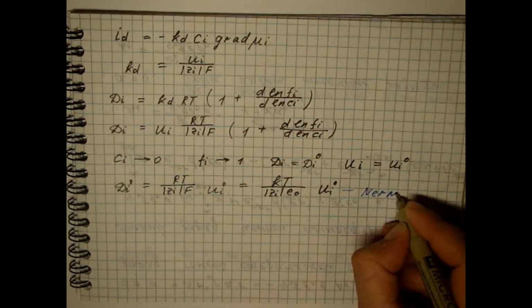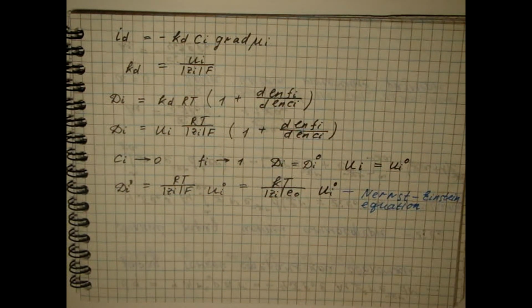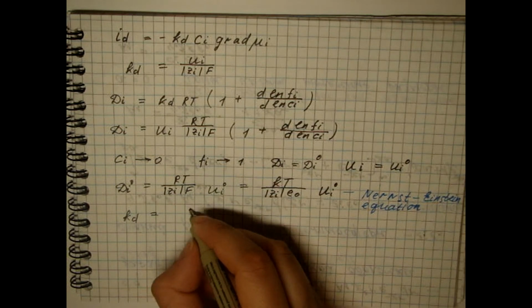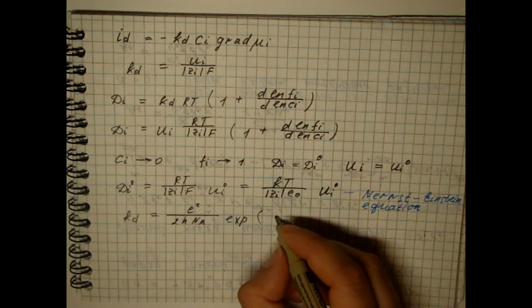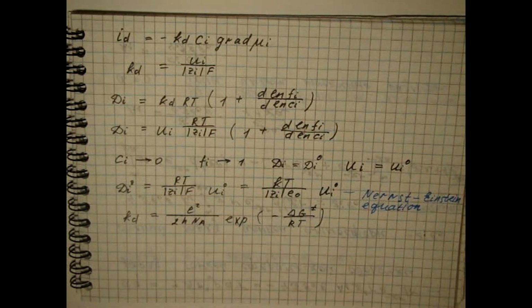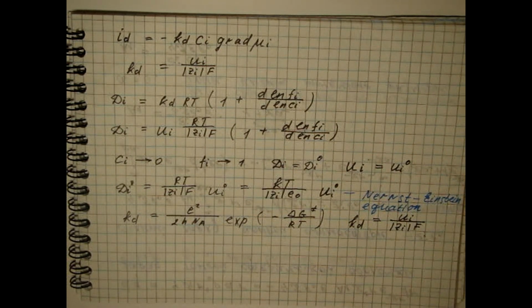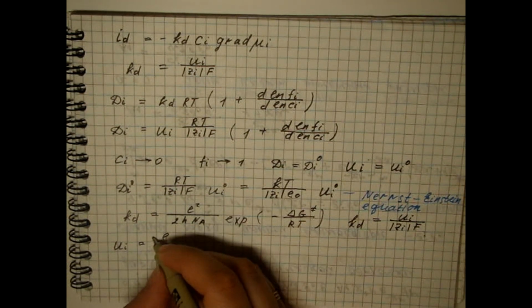this is the Nernst-Einstein equation. It relates the diffusion coefficient at infinite dilution with the electric mobility of the ion. From a comparison of the formulas, it is possible to obtain a dependence of the electric mobility of an ion on the average length and activation energy of ion jumps in an electrolyte solution.